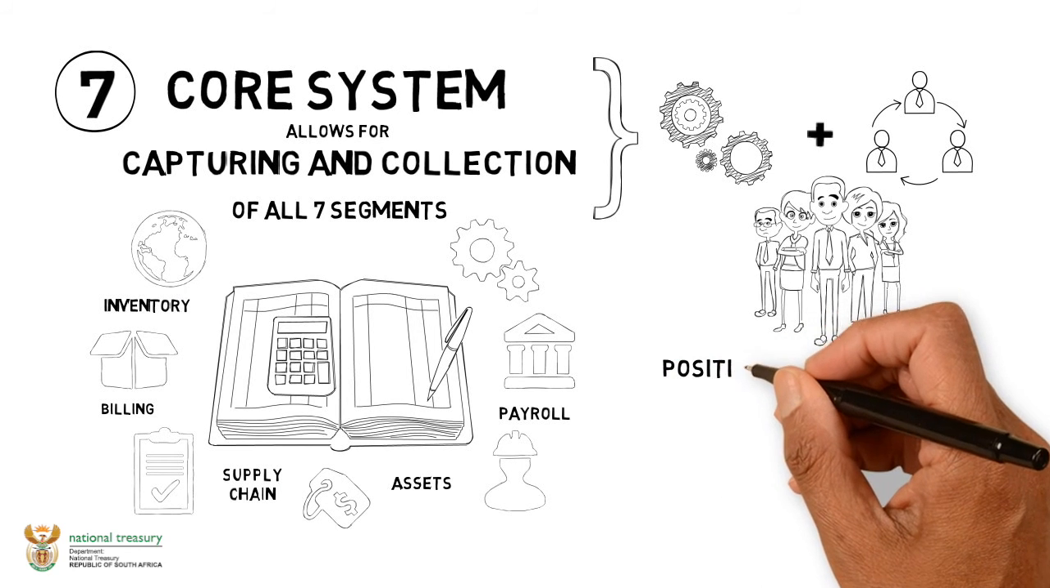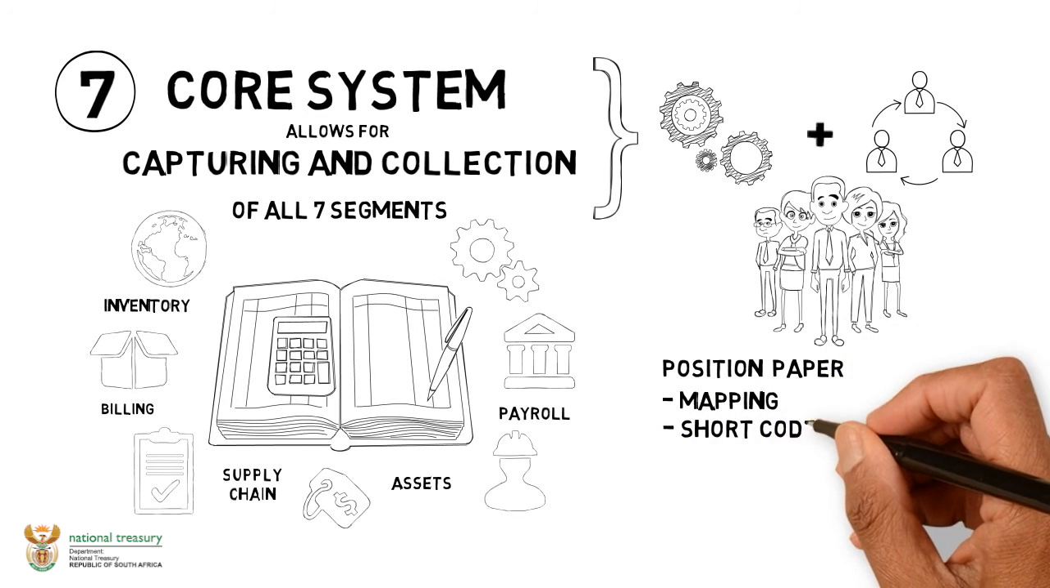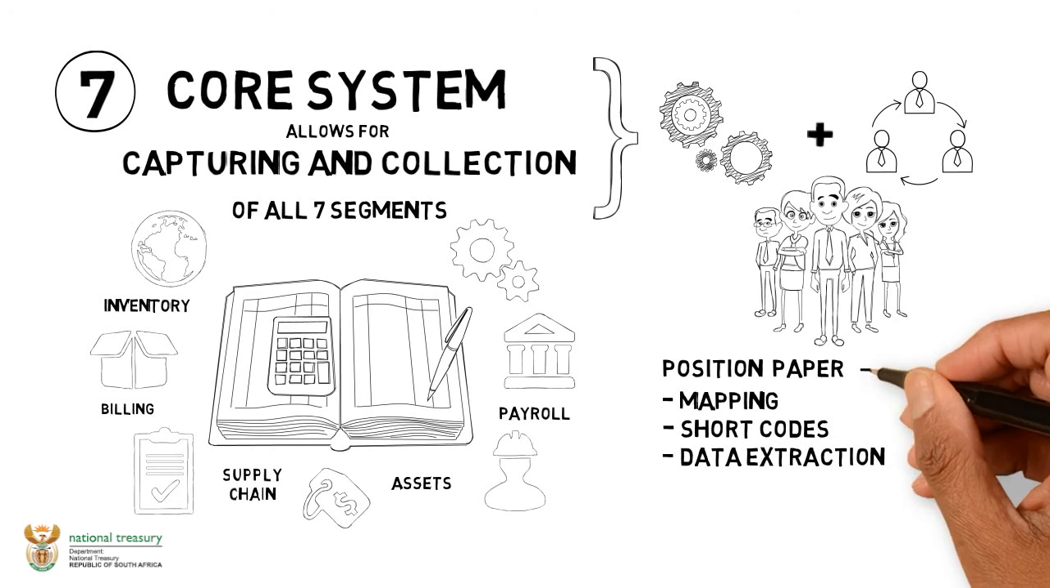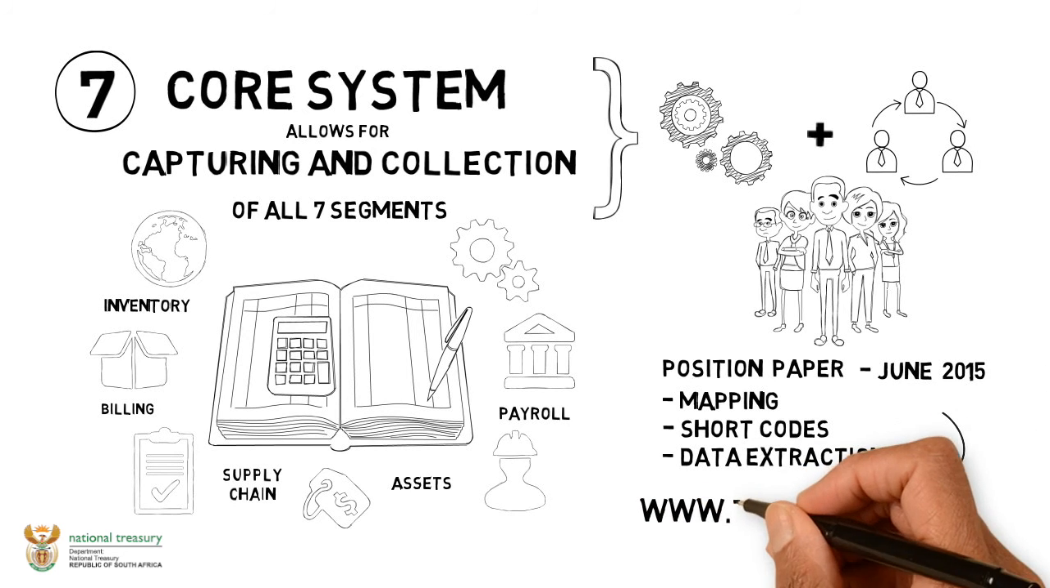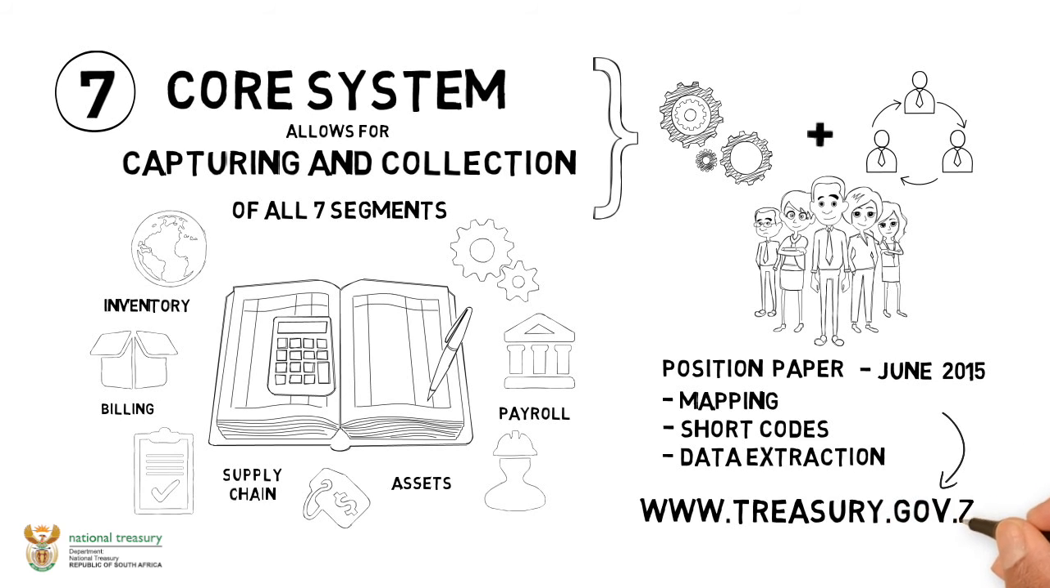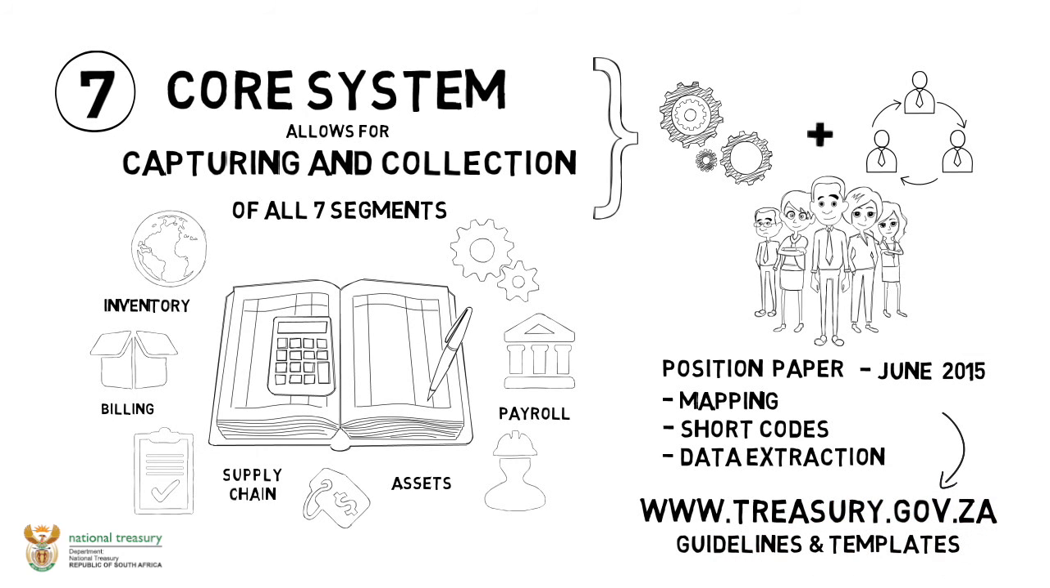Please refer the steering committee to the position paper on mapping, shortcodes, and data extraction as released in June 2015 during the evaluation process of determining what vehicle to utilize in your environment. These documents and all other communications are readily available on the National Treasury website, including the MFMA, mSCOA circulars, which provide municipalities with guidelines and templates for ease of reference and use. This step is crucial because this will probably have the biggest impact on your institution.